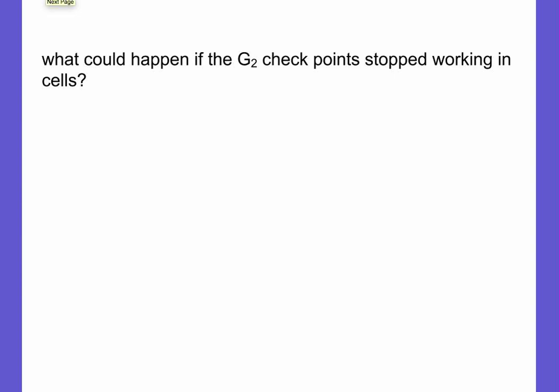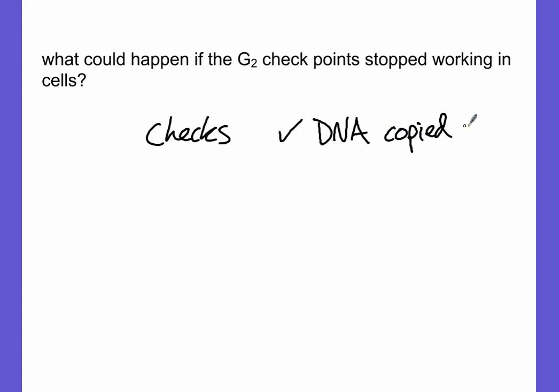All right, so this question we answered in class, but I might have to go through it a little bit with you here. What could happen if the G2 checkpoint stopped working in cells? I just mentioned a moment ago about how those checks are necessary to make sure that that DNA has been copied accurately. So I'm going to look for that. DNA needs to be copied accurately. You need to make sure you have all the things that are necessary.